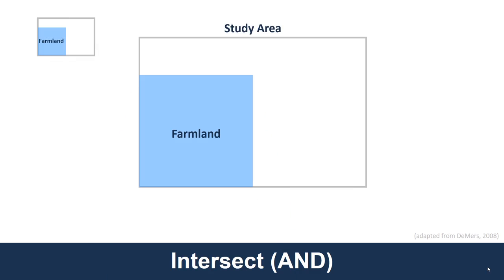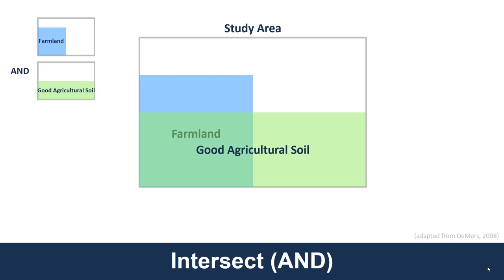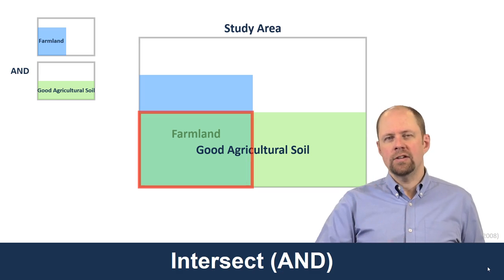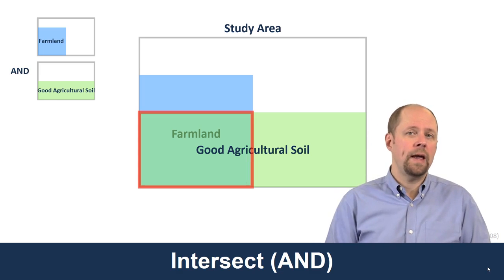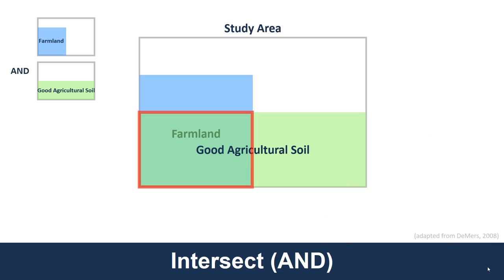So if we have a study area like this, and we may have different input layers such as farmland and good agricultural soil, and we may want to say, where are the areas that are both farmland and good agricultural soil? And this is essentially the same idea if you want to think of it like a Venn diagram only applied to real space or geographic space. That's essentially what's going on here, is that we're doing an intersect.